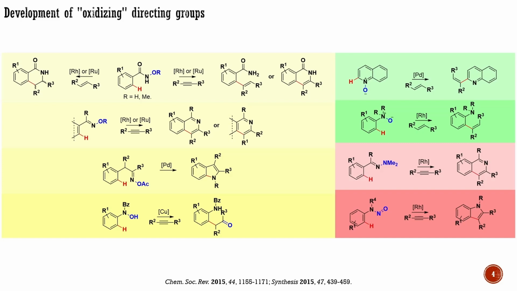So far, all the known CH transformations enabled by oxidizing directing groups have been based on aromatic systems. Unfortunately, I was not able to find any oxidizing directing group suitable for the oxidative CH transformation of aliphatic compounds. Hopefully, one of you will develop one in the future.